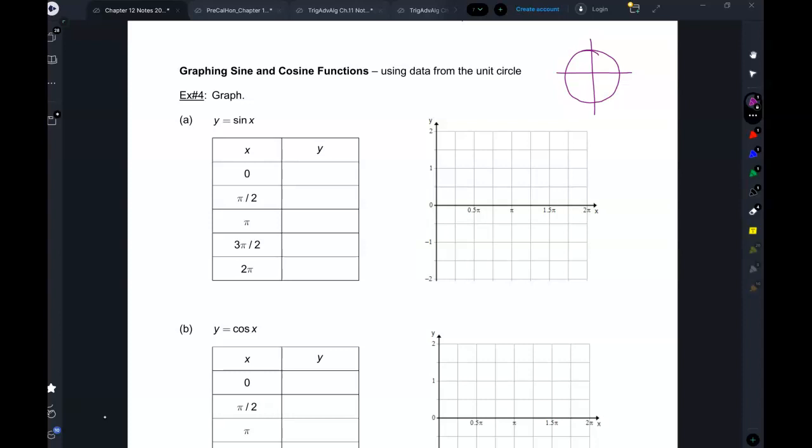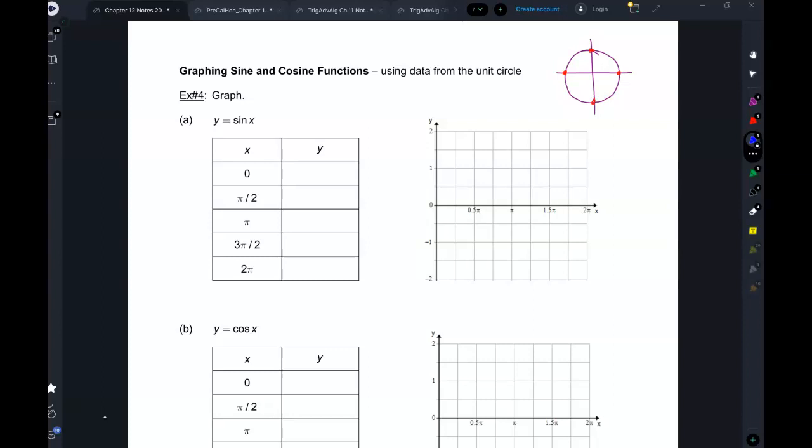Notice here what we have, the x values are my angles, but they are just the quadrantal angles, all right? So 0, pi over 2, pi, 3 pi over 2, and 2 pi. Let's just put that here. So it's 0, 1/2 pi, pi, 3 pi over 2, and 2 pi. Okay, so let's fill in this table here.